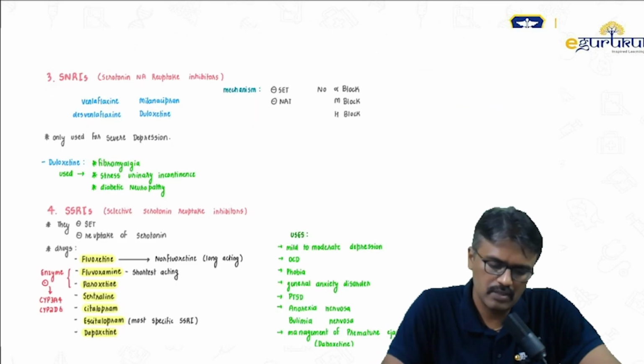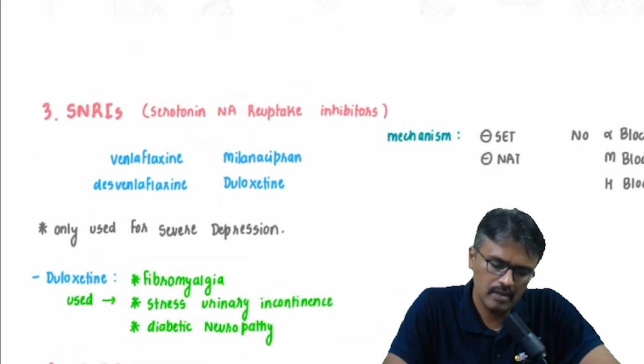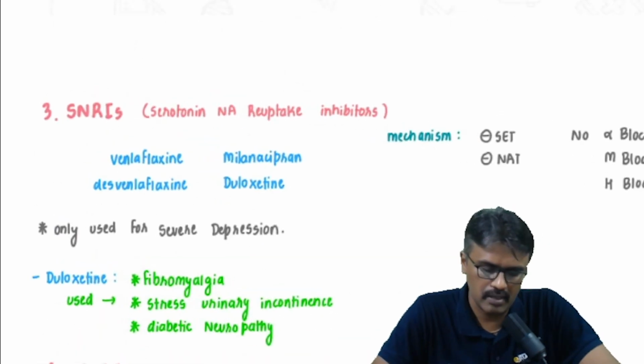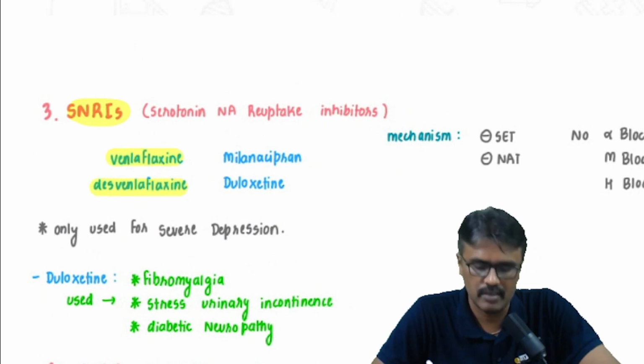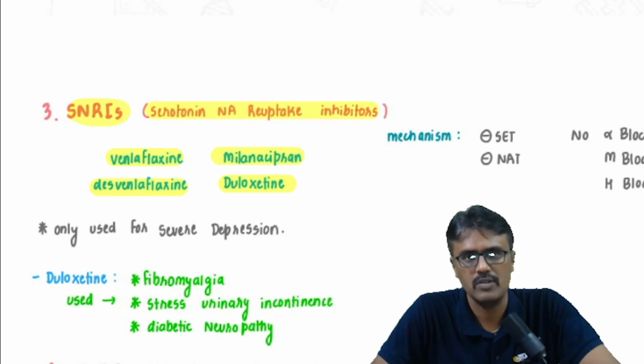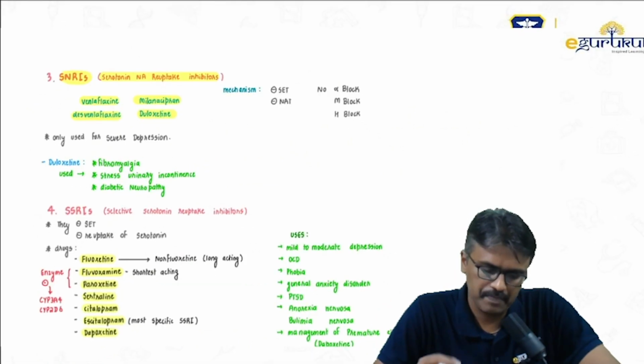The same thing was discussed in eGurukul and the same thing was there in the notes. Among SNRIs we have mentioned venlafaxine, desvenlafaxine, milnacipran, duloxetine, which are there in the eGurukul notes. Now moving on to the next question.